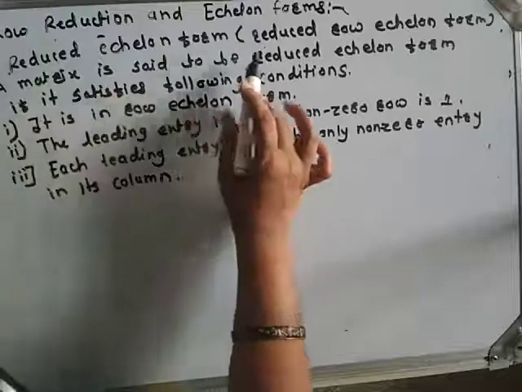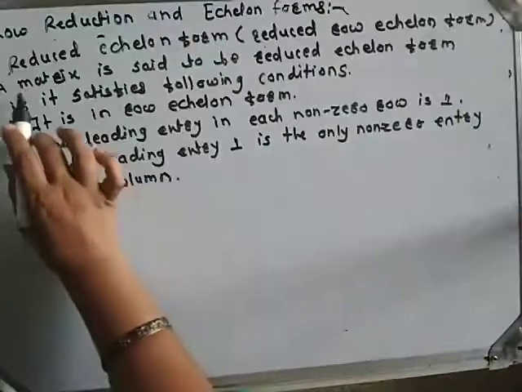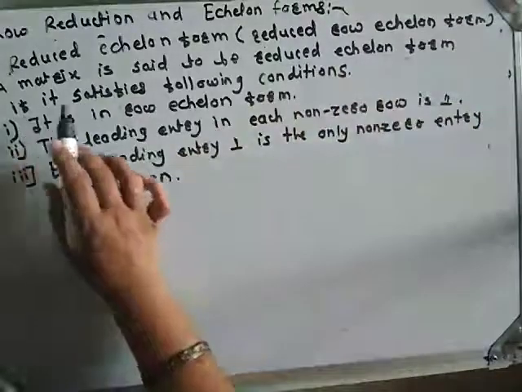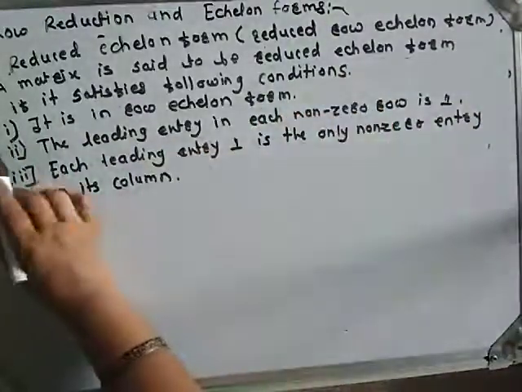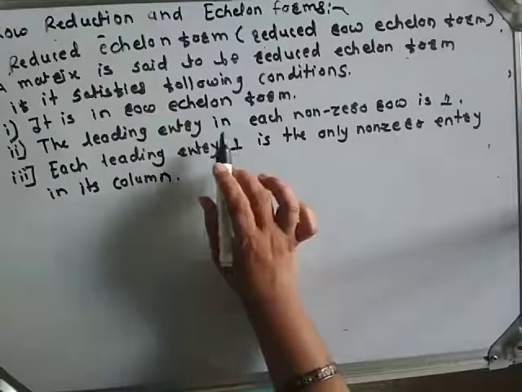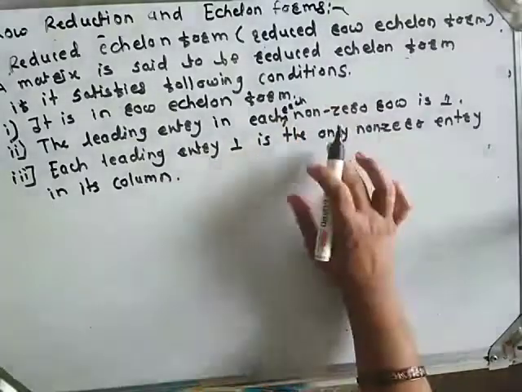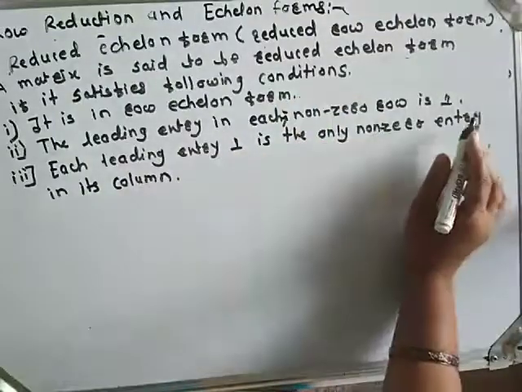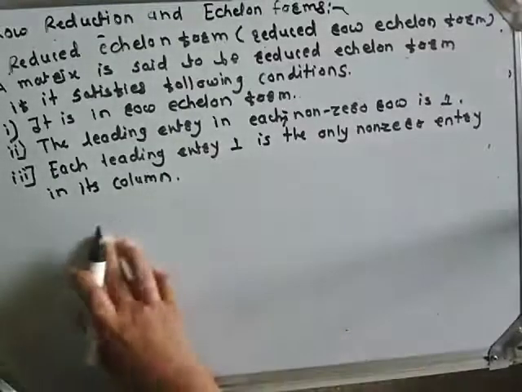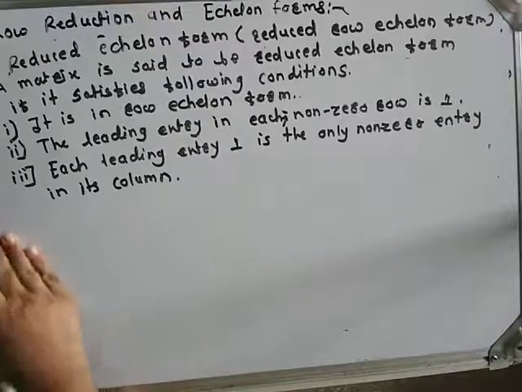See here, reduced echelon form is also called reduced row echelon form. A matrix A is said to be in reduced echelon form if it satisfies the following conditions. First condition is it is in row echelon form. Second condition is the leading entry in each non-zero row is 1. And third condition is each leading entry 1 is the only non-zero entry in its column. Let us see some examples on this form.